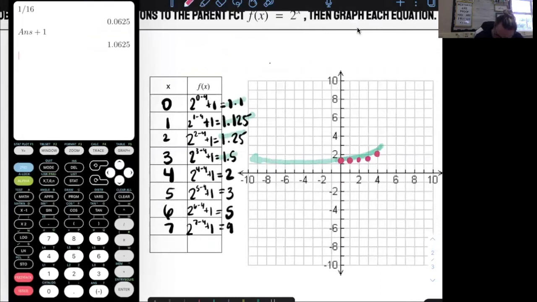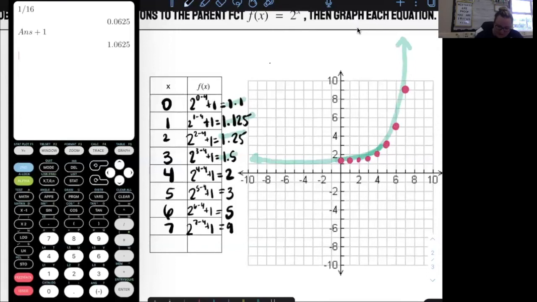So 4 got me 2. Okay. 5 got me 3. 6 is 5. And 7 is 9. Start to shoot up really quickly. All right. And so now instead of approaching 0, we're approaching 1.